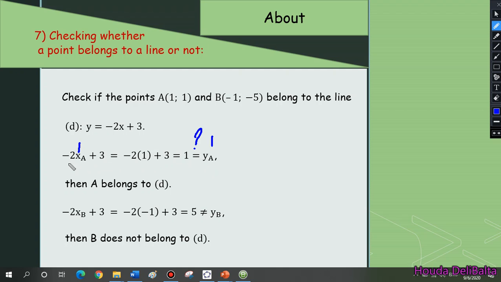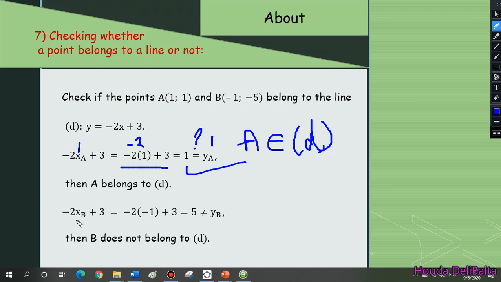Let's see. So -2 into xa means -2 into 1. Complete the equation of the line, it is +3. Then we have -2 plus 3, which is definitely 1. And when we substitute xa, we get ya, then we say that A belongs to D, and this is how to write the symbol of belongs to. So this is the symbol of belongs to.